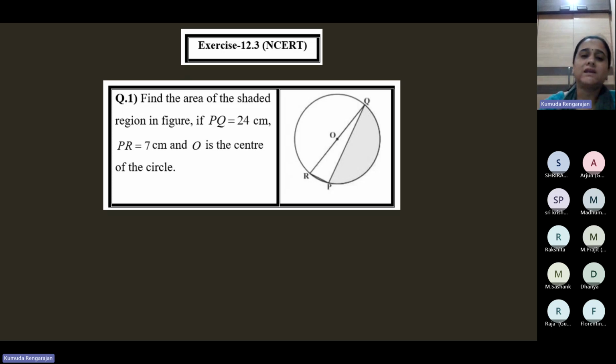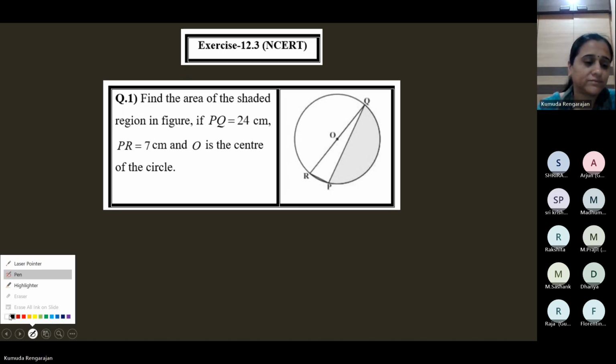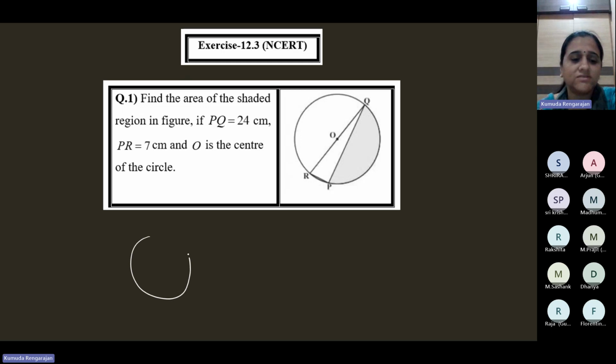Correct. Angle in a semicircle is a right angle. That means this is the diameter. The diameter will always subtend an angle of 90 degrees on the circumference. If you take any point on the circumference, and if you join the ends of the diameter to that point, this will always be 90 degrees.